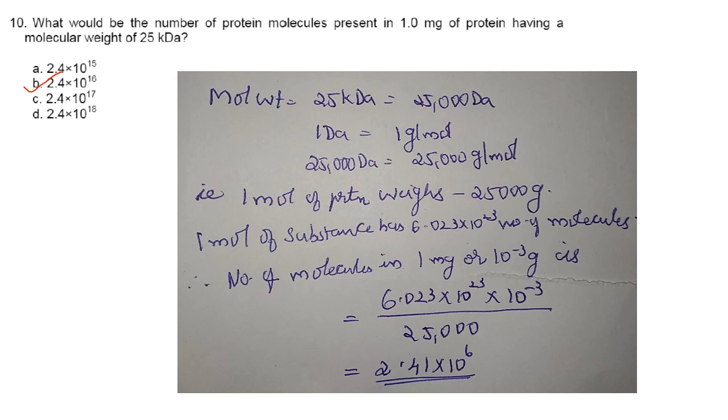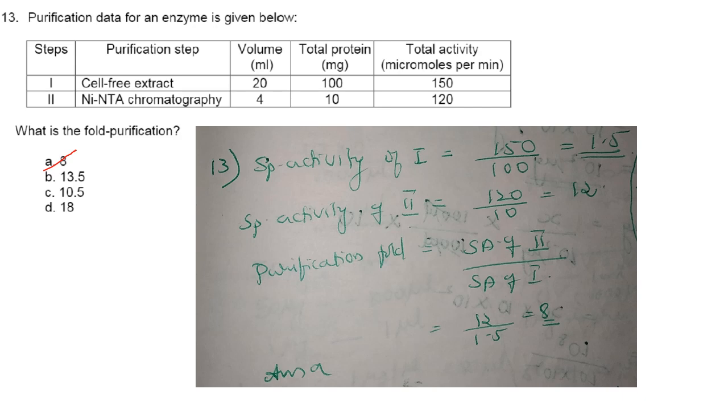Okay, so the answer is option B, that is 2.4 into 10 raised to 16. Then, purification data for an enzyme is given below. What is the fold purification?